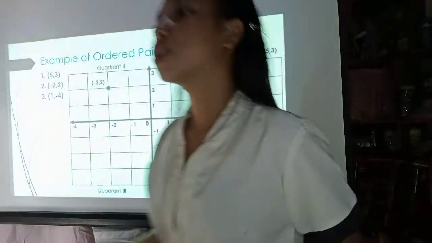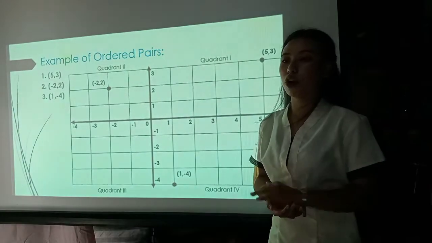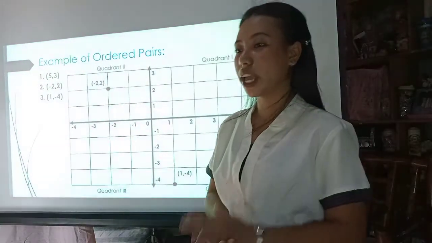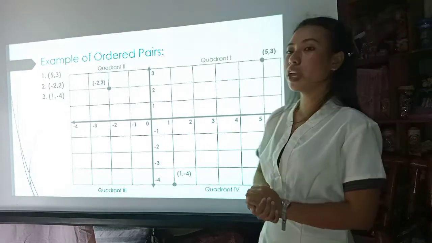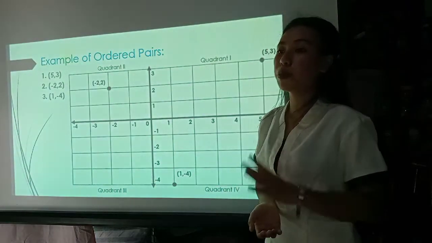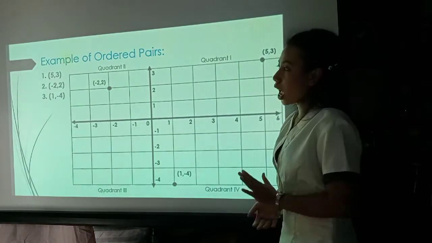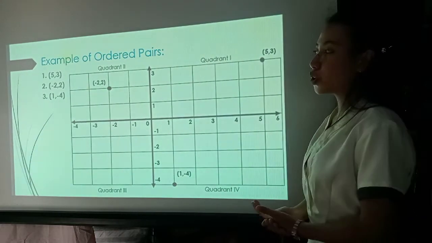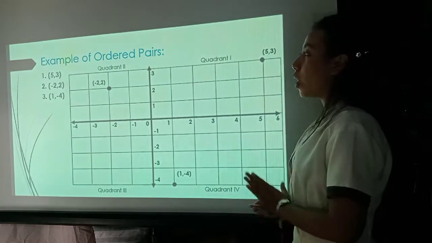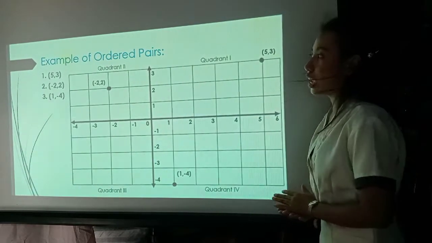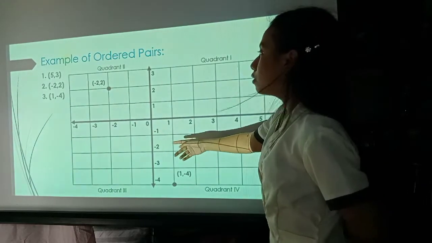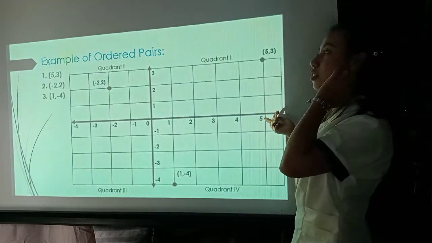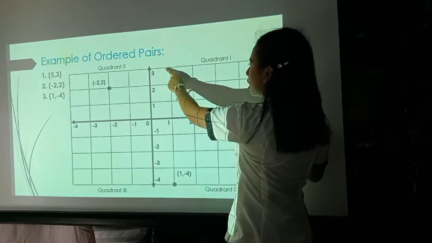So I have examples of ordered pairs here, and we'll use a coordinate plane to plot the points so we can easily locate the coordinates of a point. We can also figure out in which quadrant the points are located. The first example is 5 and 3. The 5 is our x coordinate and the 3 is our y coordinate. If we locate the 5, we will find it on the x-axis, positive 5, and we will locate the 3 on the y-axis, positive 3, and then plot.